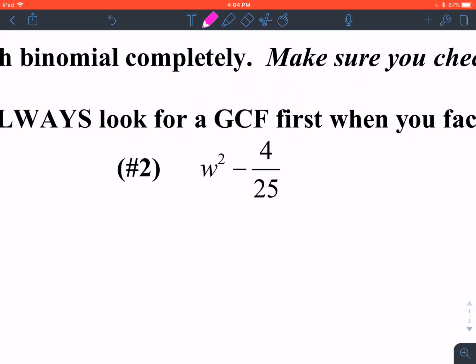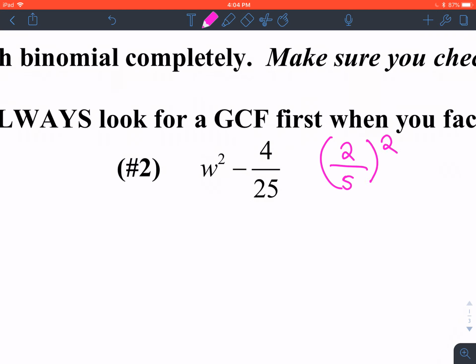Is w squared a perfect square? It is. Is 4 over 25 a perfect square? That's kind of tricky. What times what is 4 over 25? Well, it's a fraction. What's the square root of 4? 2. What's the square root of 25? 5. So if we square this, do we get 4 over 25?